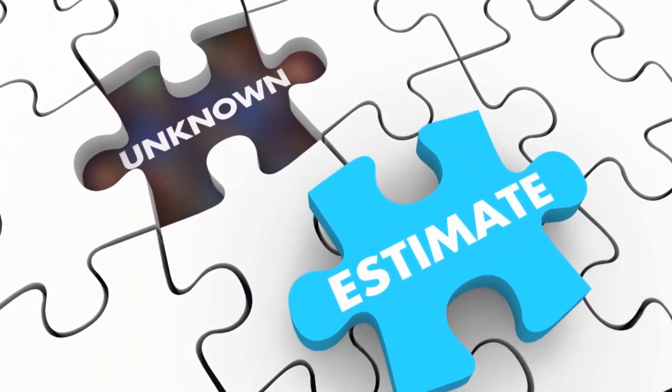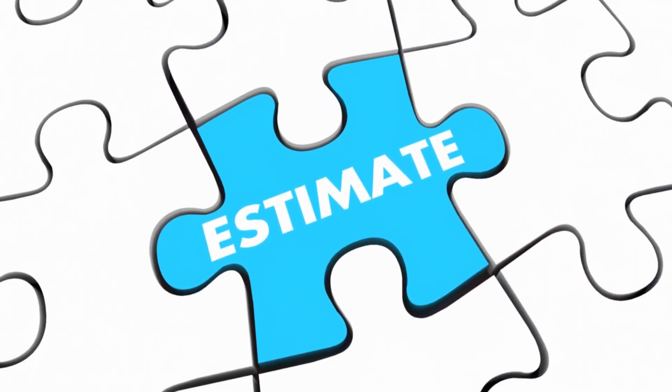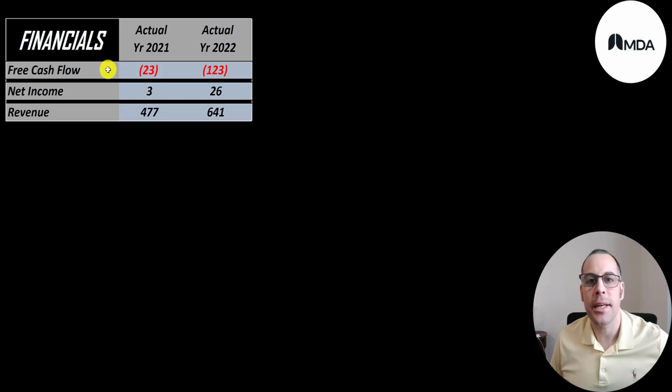The way you value a company is you estimate the free cash flows into the future, and then you discount those numbers back to today's value. That's what we're doing in this video. And free cash flow is cash flow from operations minus capital expenditures. They still haven't generated positive free cash flow, negative 23 million in 2021, negative 120 million in 2022.